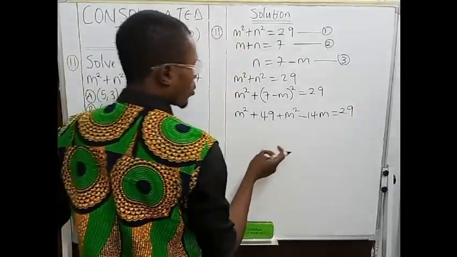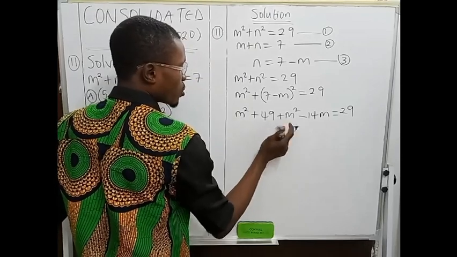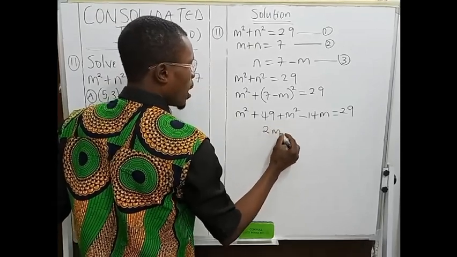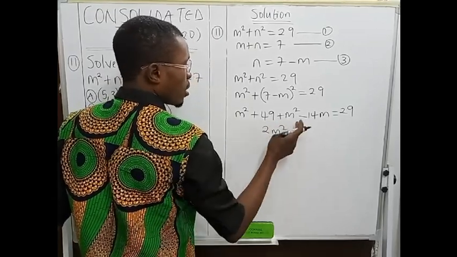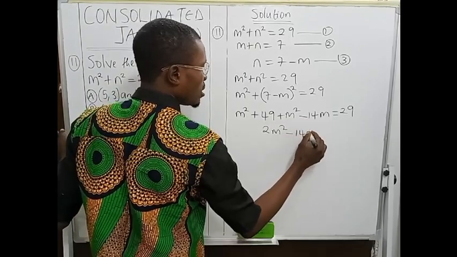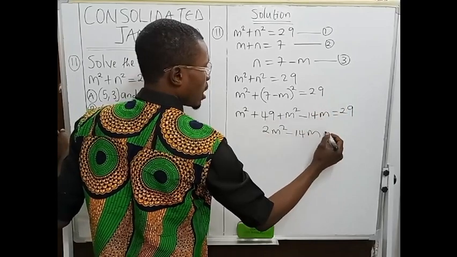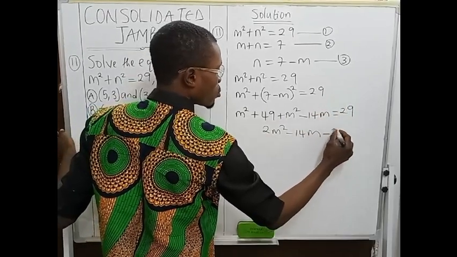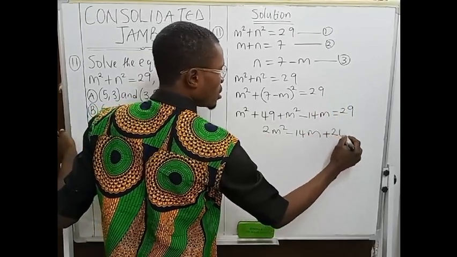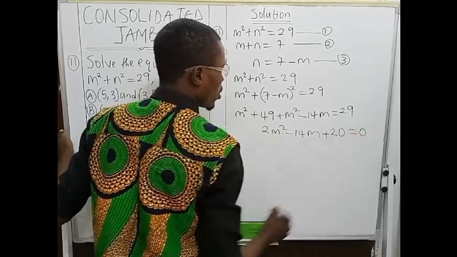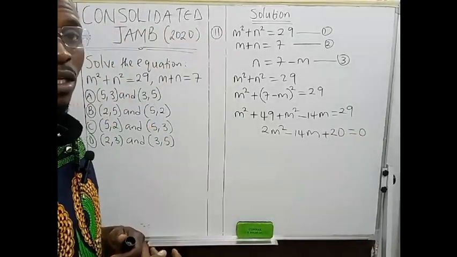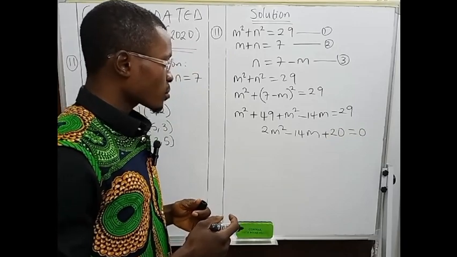All right, then I collect like terms. I have m squared plus m squared gives me 2m squared, minus 14m. 29 comes here. 49 minus 29, I'm going to have plus 20 equals what? 0. I have my quadratic equation. Then I solve this quadratic equation.